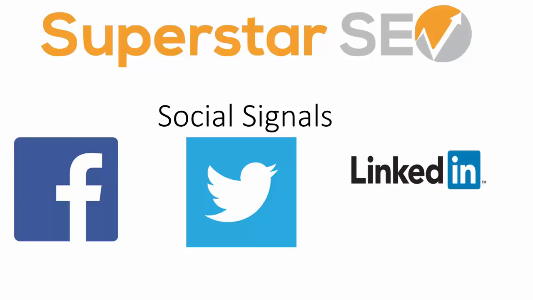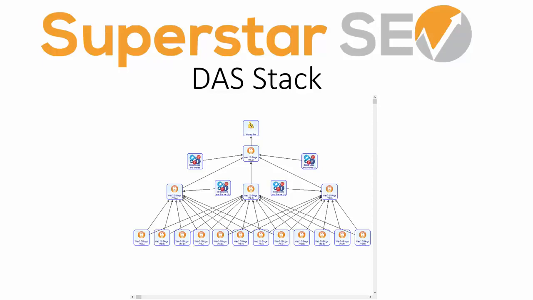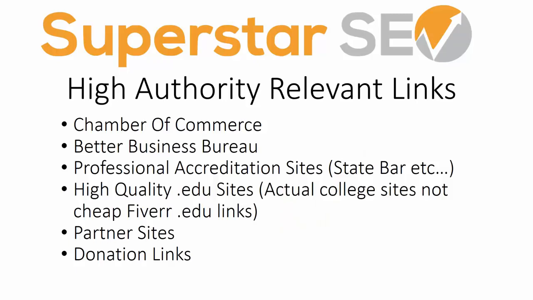In month number 2, we're going to do social signals, which we just explained. We're going to do a domain authority stack, which is where you create more social profiles in Web 2.0s, link them all together to pass power up to your money site. You're going to do an online press release, and you're going to get high authority relevant links from the Chamber of Commerce, Better Business Bureau, professional accreditation sites, high quality EDU sites, partner sites, and donation links.